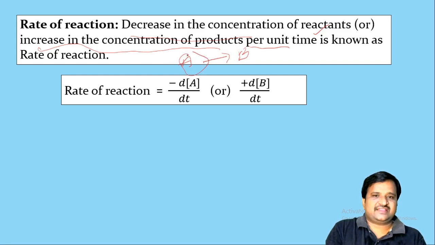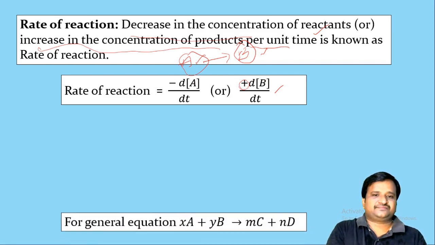So here A is the reactant and B is the product. The rate of reaction with respect to A: the concentration of the reactant A decreases in the chemical reaction, so we put the minus sign, that is -dA/dt. B is the product, so the product concentration increases in the chemical reaction, so we put the positive sign, dB/dt. So that is the rate of reaction with respect to reactant A and with respect to product B.